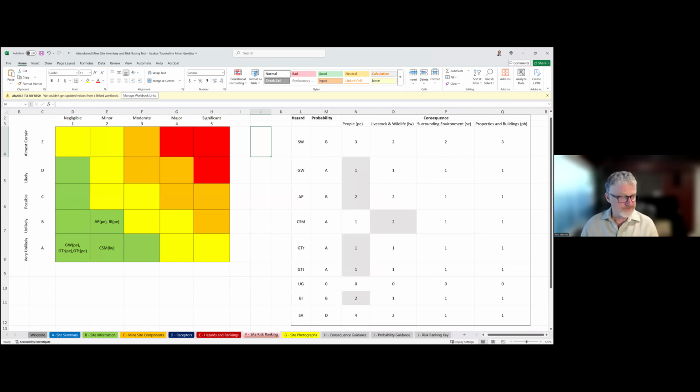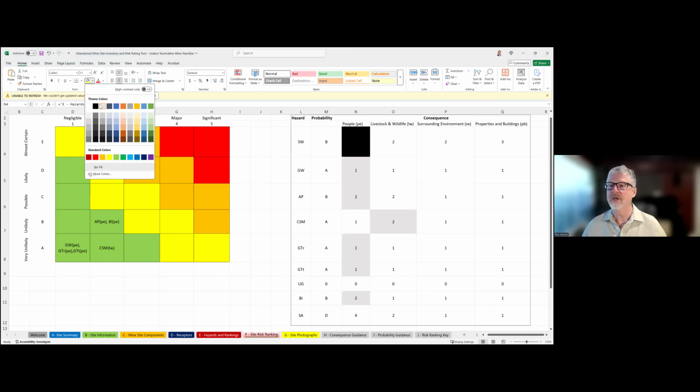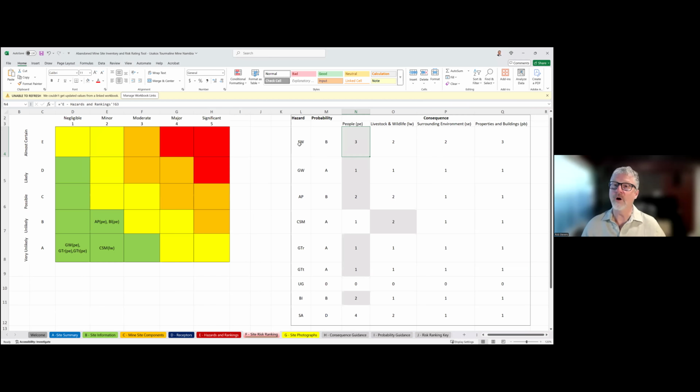And the way that we fill this part out is we take the highest probability and consequence ranking for each of the hazards, and that's what we transfer over to the risk matrix. So in this case, for surface water, we've got B3. So if I go all the way over to B3 right here, I would put in surface water, brackets, people. So the hazard is surface water, and the consequence is to people.